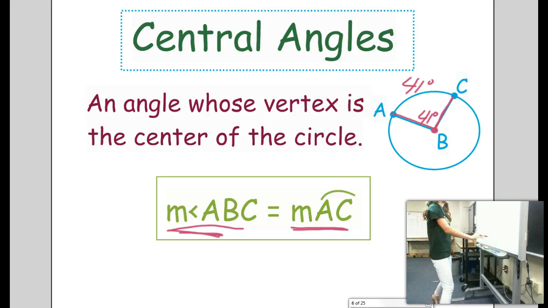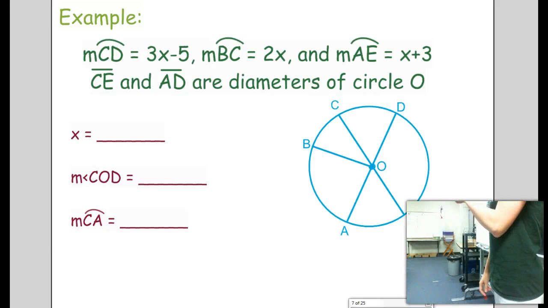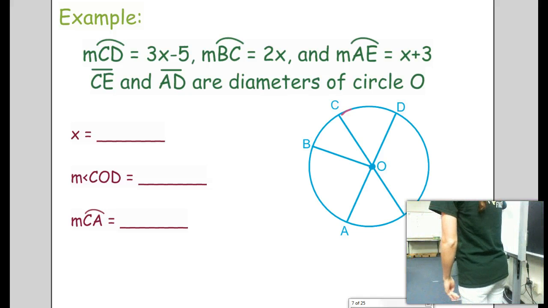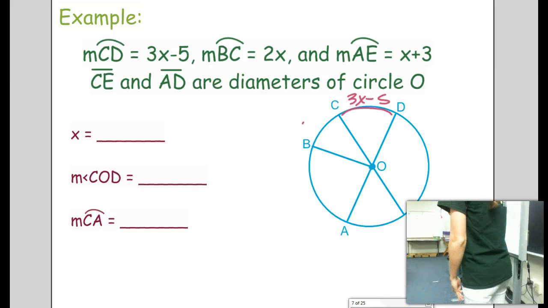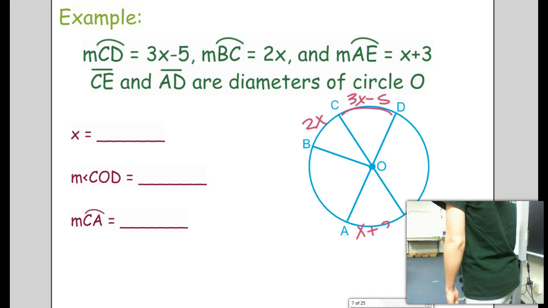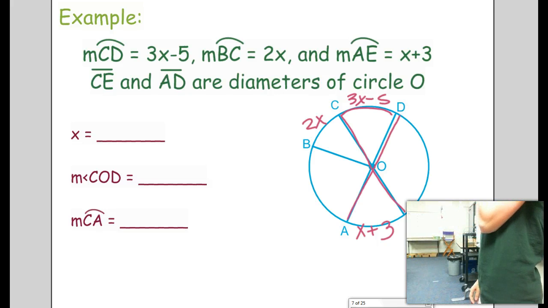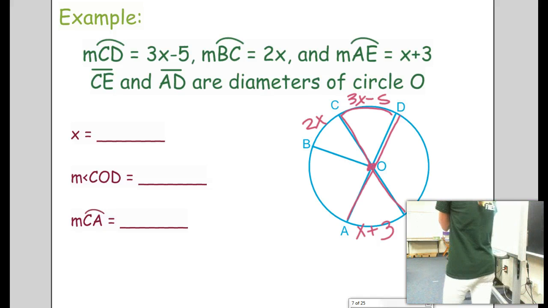Okay, let's jump down to that example. First thing you would do on an example like this, on a test question like this, is label your picture. It's right underneath. Arc CD is 3x minus 5. BC is 2x. AE is x plus 3. CE and AD are diameters. That means they're splitting the circle up into semicircles. And now we need to solve.